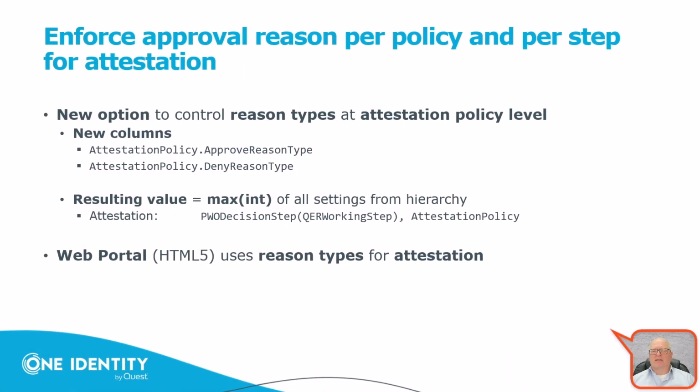The next improvement on attestation is to talk a little bit about the reasons. This is a feature you know from the IT Shop and from request and approval. In the IT Shop, it is configurable, if you decide something as a decision maker, whether you need to give reasons or not. Approval reasons, denial reasons, all of that could be configured as mandatory. For attestation, that was not possible until now, and with this new improvement, it is now possible to do exactly that. You see there is a new flag for approval reason types and denial reason types, and these types can then be configured.